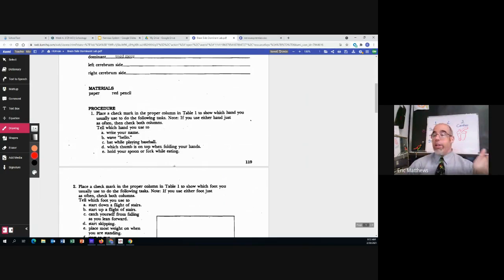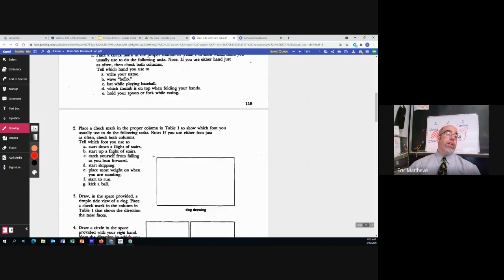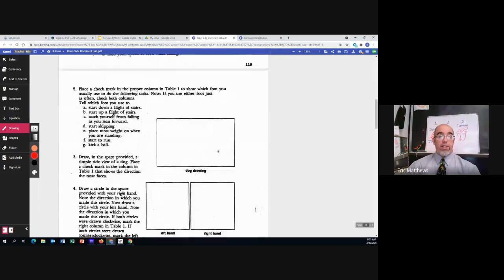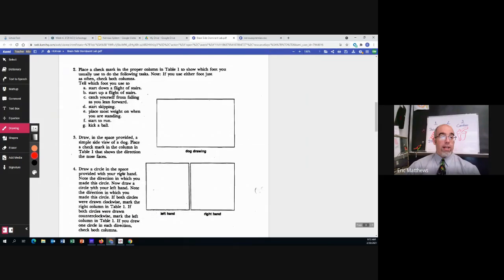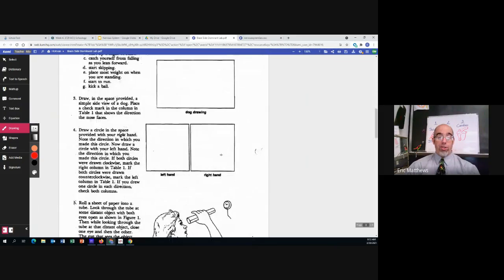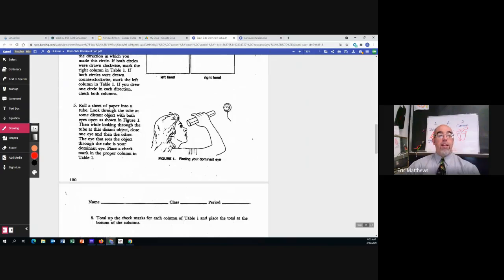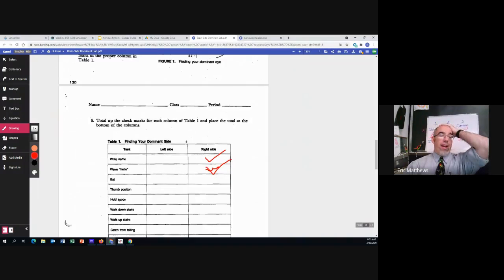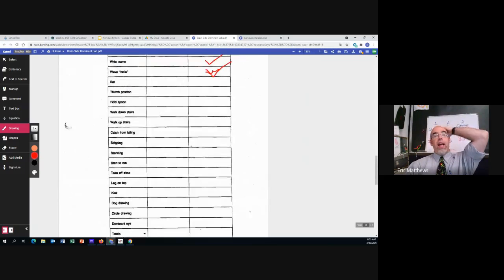You get the idea? You're going to go down. You're going to go through all of this. Every step will ask you to do things. They'll ask you to draw a picture of a dog, read the directions. They'll ask you to draw two circles, one with your right hand, one with your left hand. They'll ask you to roll up a sheet of paper to find which eye is dominant, right? It's all right there. This is really kind of a fun lab to see.